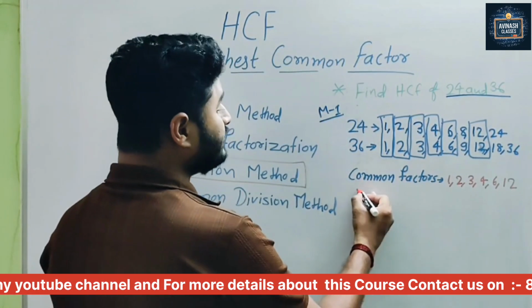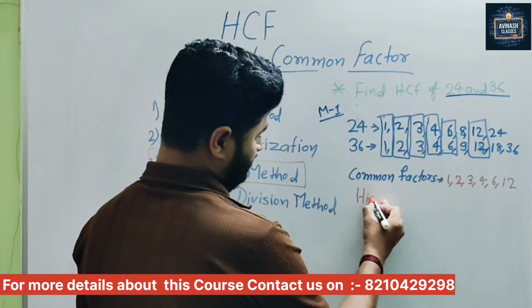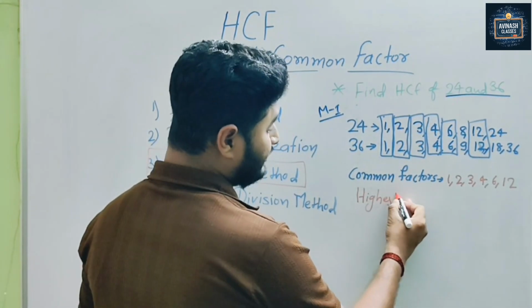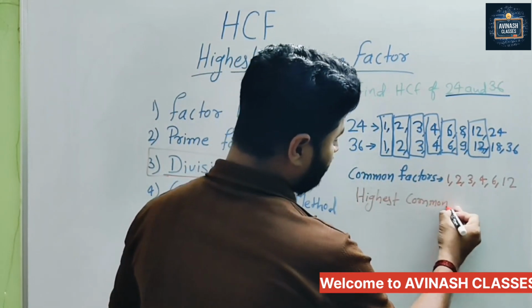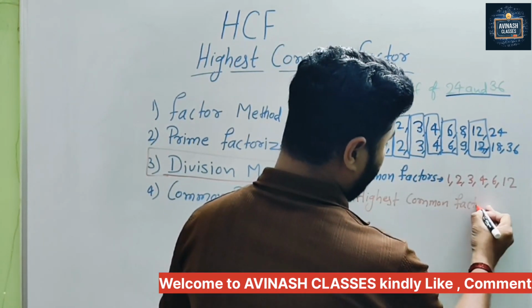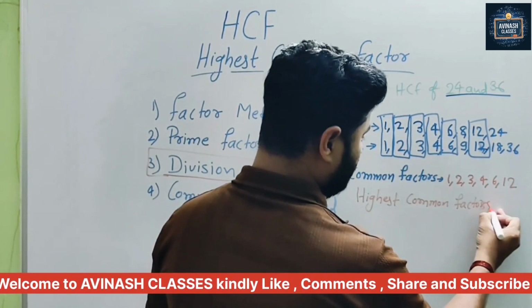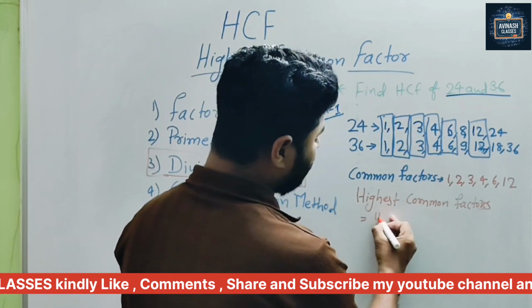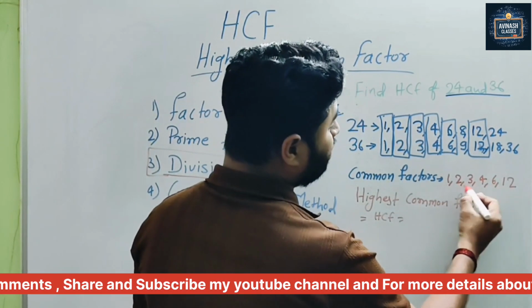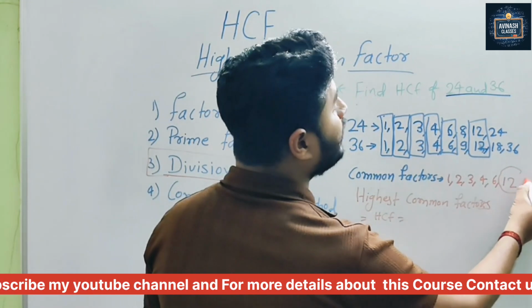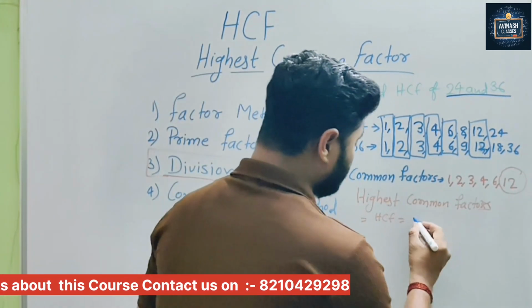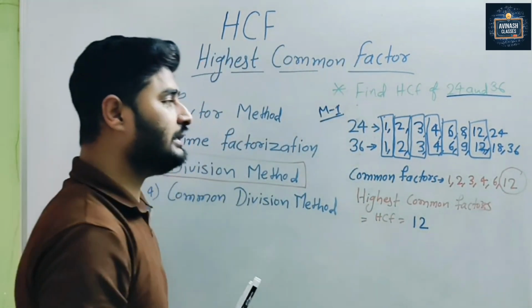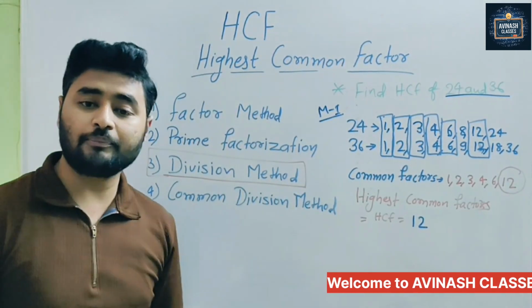So in this, which one is the highest one? Highest common factor. So highest common factor, that we say HCF. So here the highest one is what? 12. So our HCF is going to be 12. So this is method 1 that we completed. So till now no problem.